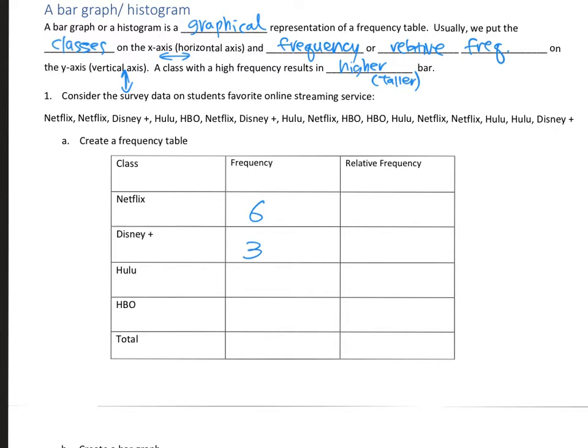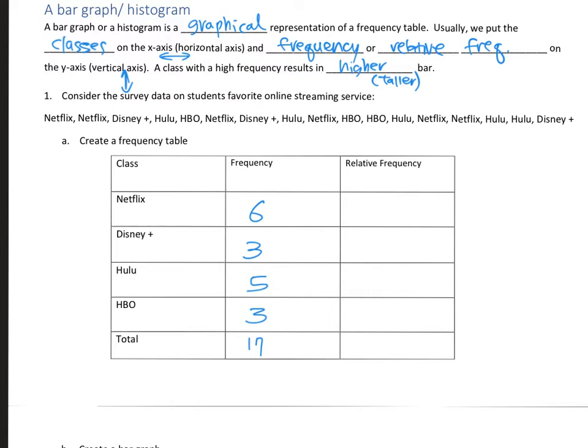How about Hulu? I got 1 here, 2 here, 3 here, 4 here, 5 here. 1, 2, 3, 4, and 5. Make sure I counted correctly. And then HBO, I got 1, 2, and 3. I think that's it. 3 HBOs. Okay. If I were to add all these numbers, that's the total number, right? So 6, 12. So there'll be 17 total. Okay. So that's the frequency. It just means how many elements are in each particular class.